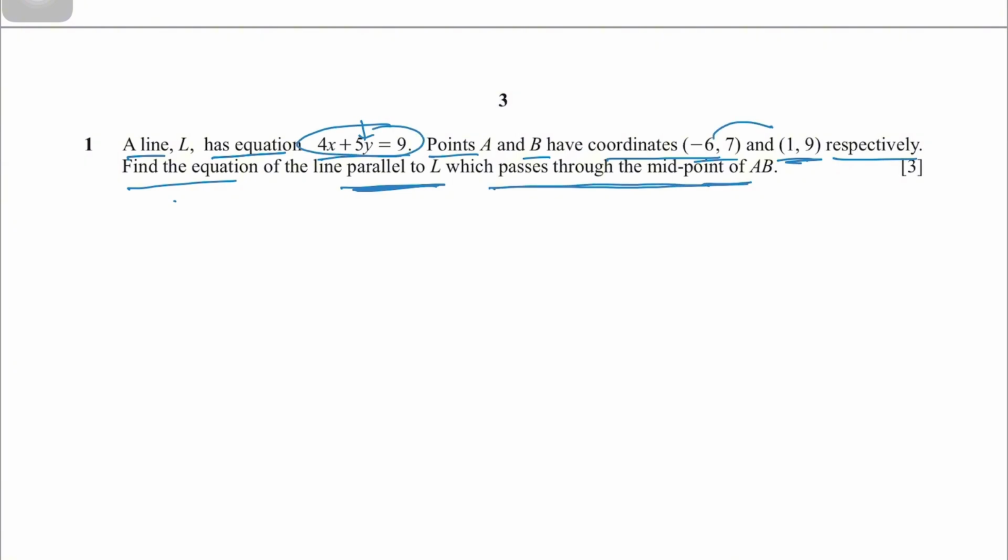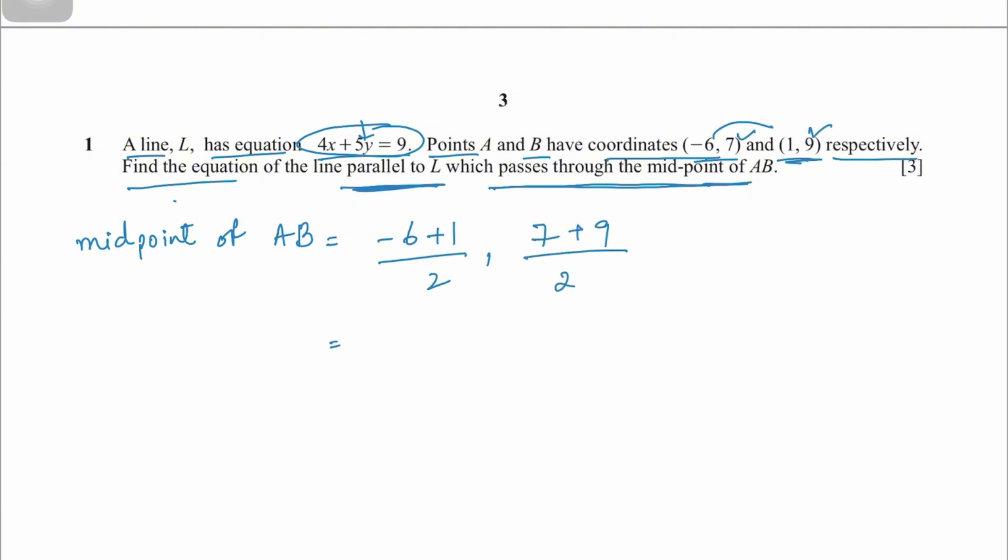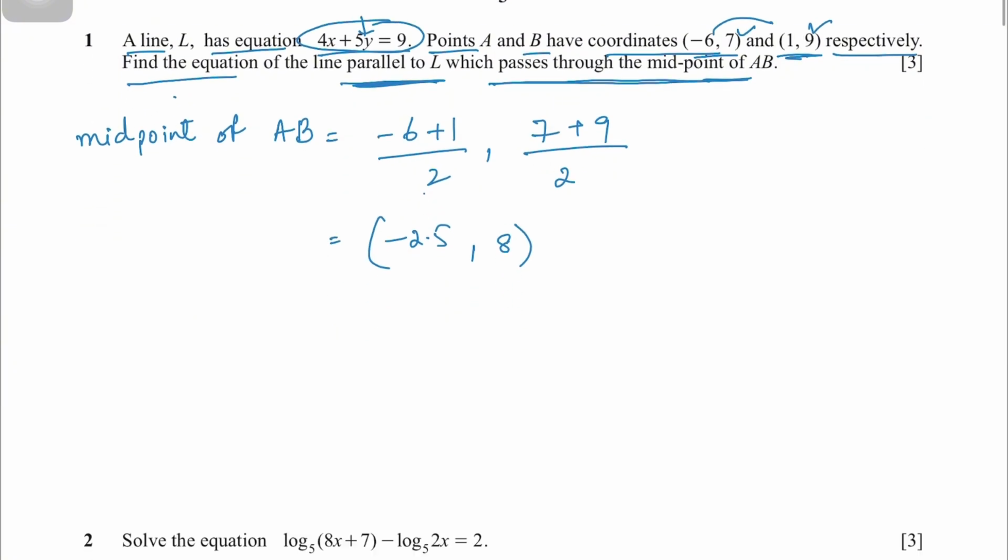So let's first calculate the midpoint of AB. The midpoint can be calculated by adding both x's and adding both y's and dividing by 2. So the midpoint of AB would be negative 6 plus 1 over 2, and 7 plus 9 over 2. This is negative 5 and then divided by 2 is negative 2.5. This is 16 and upon 2 is 8. So this is our midpoint.